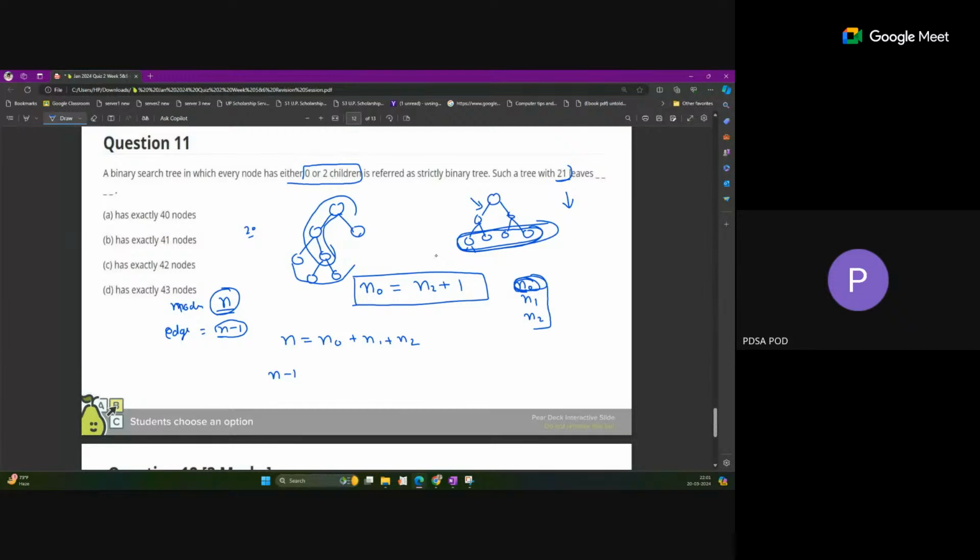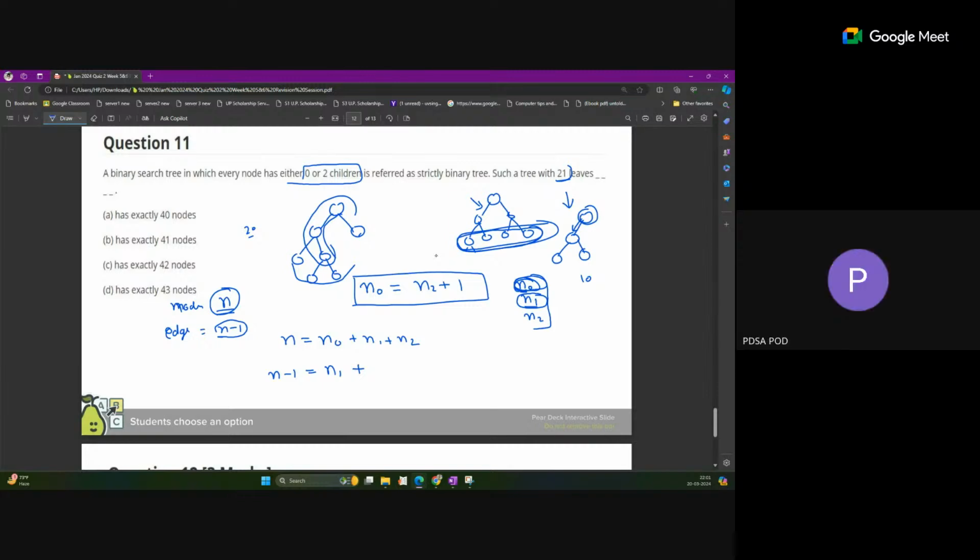Actually, we are counting the edges, not the nodes here. But with the help of the number of nodes, we are counting the edges. So n0 is not contributing any edge on the lower side. Now just look at n1. If a node contains only one child, and suppose the number of nodes with one child is 10, then definitely 10 edges will be connected to the lower side. So we can say n1 plus.